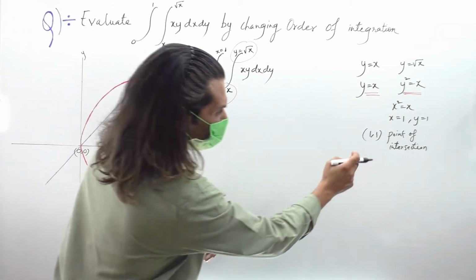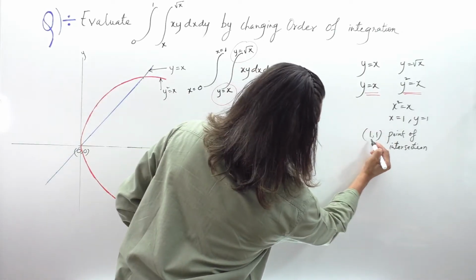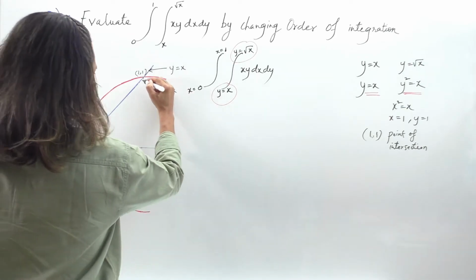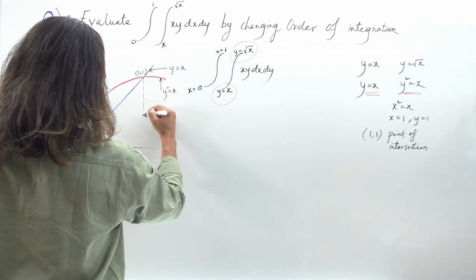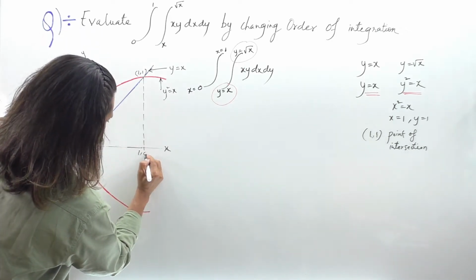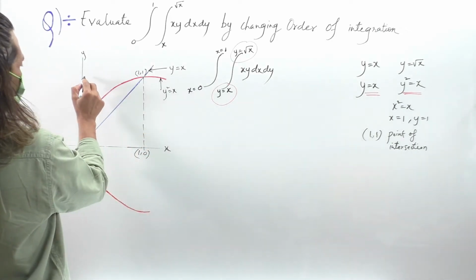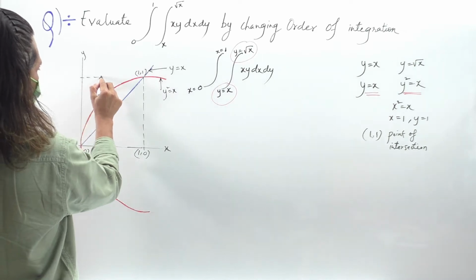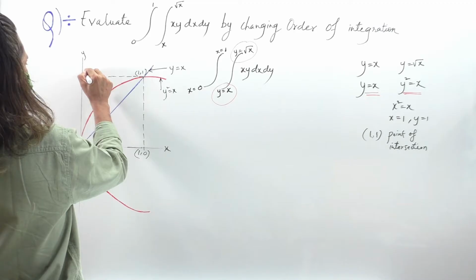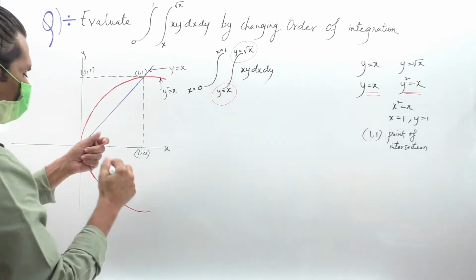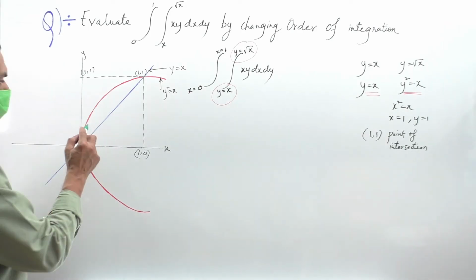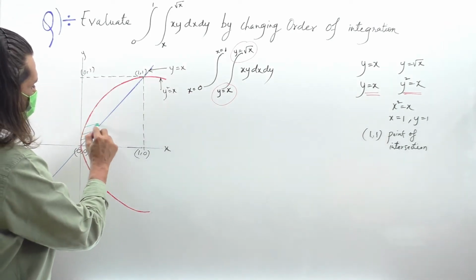Now the point of intersection is (1, 1), right? So (1, 1) will come here. Let's drop this along the x axis. So this point is (1, 0) and on the y axis this is (0, 1). So we have the full graph here, and this is the region which we are interested in.